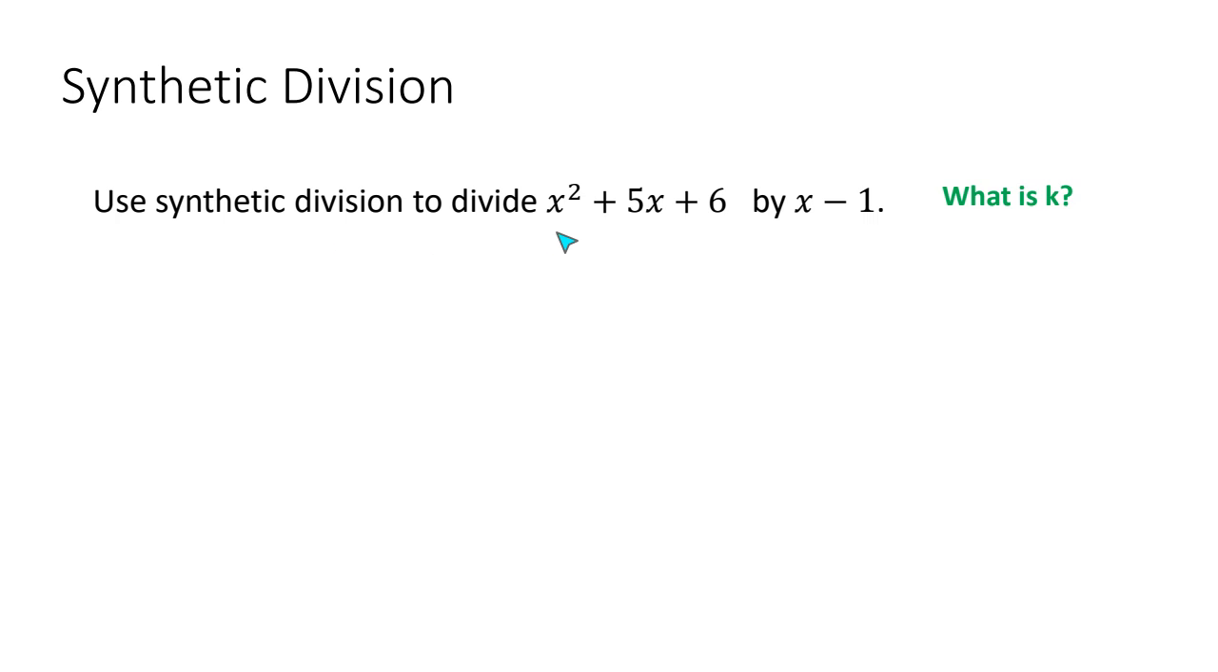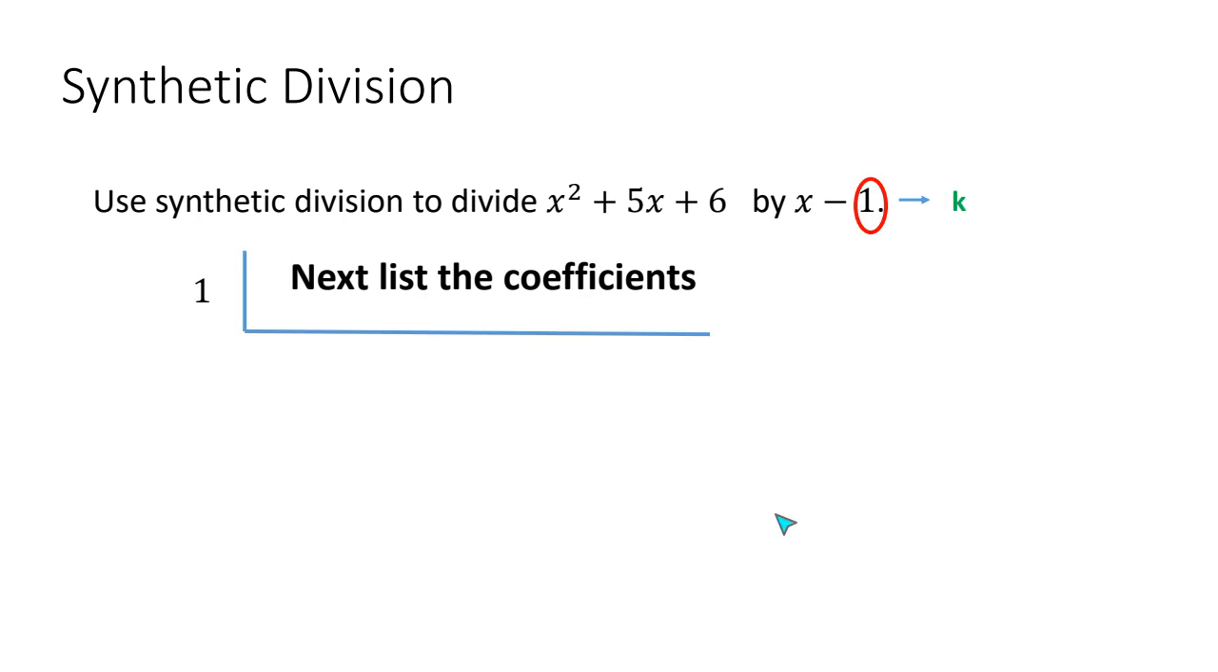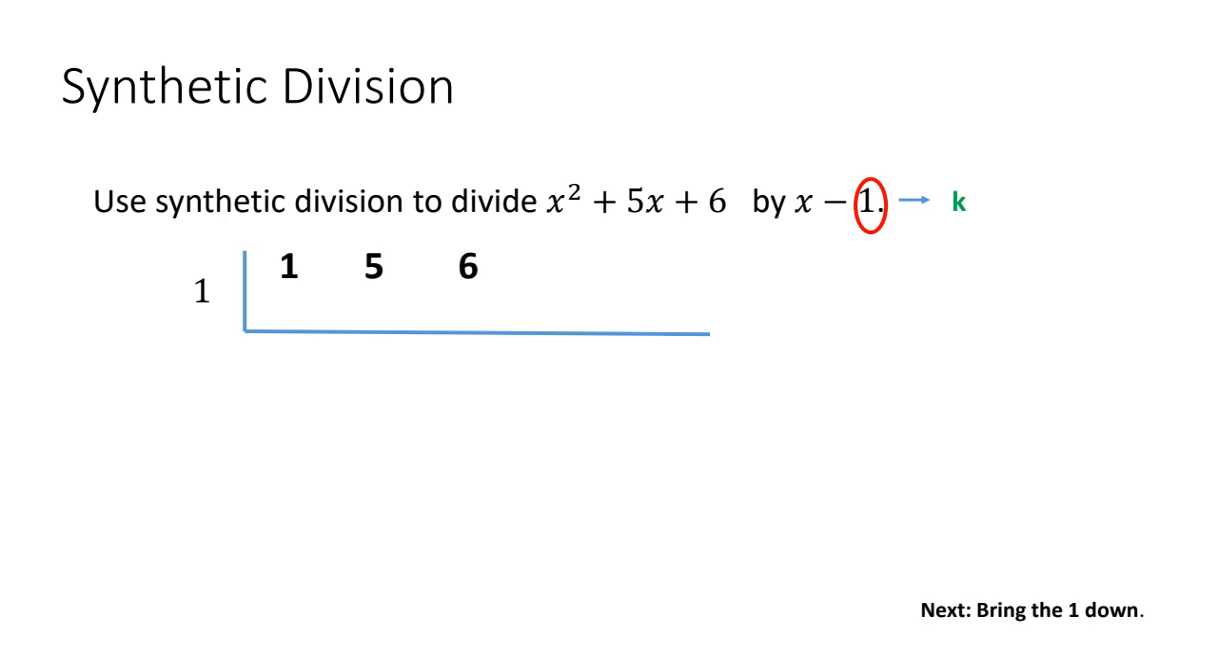Okay, so let's say we wanted to divide x squared plus 5x plus 6 divided by x minus 1. First, we want to identify k. So in this example, k is going to be 1. The next thing is to list the coefficients. So x squared has a 1, x has a 5, and 6 is our constant.